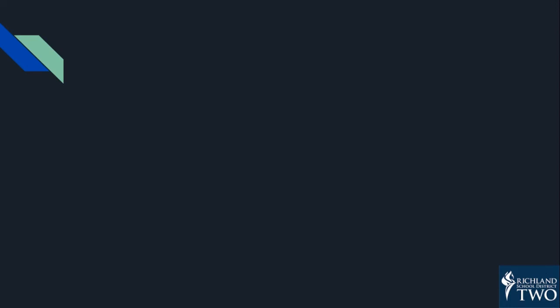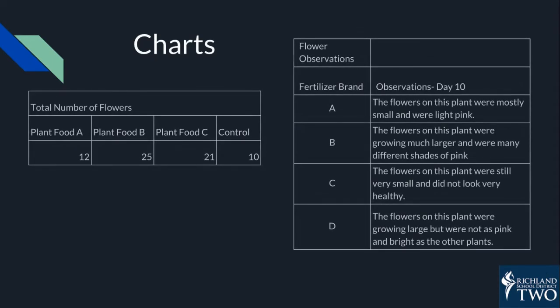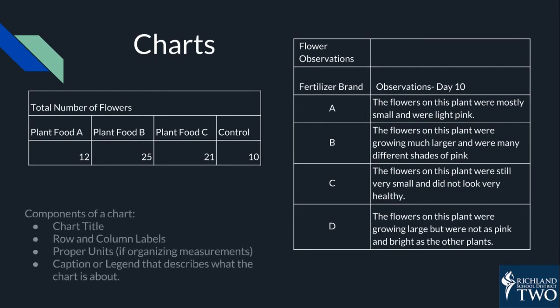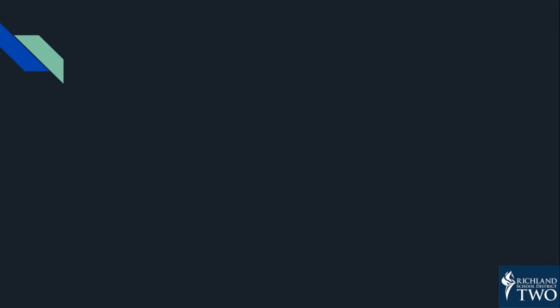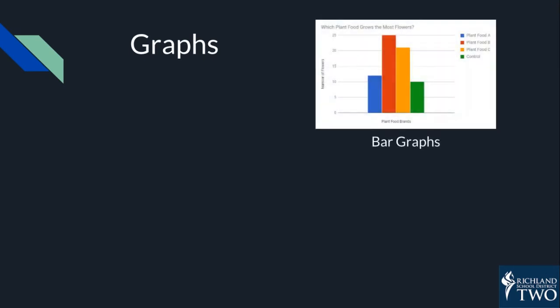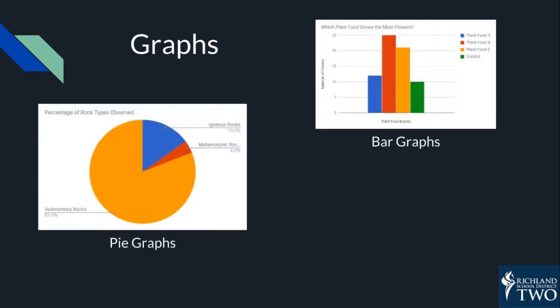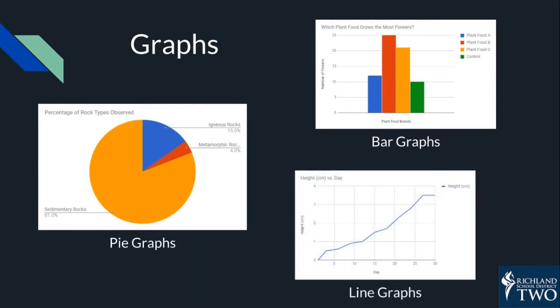So now that you have your data from your investigations, what do you do with it? Data needs to be organized. To do this, scientists use charts. A chart lets the scientists line up all their measurements, numbers, and observations in a way that makes sense. Scientists can then take their numbers and create graphs that show a picture of what the data looks like. Bar graphs compare different groups. Pie graphs show all of the parts of something as a percentage of the whole. Line graphs show how something changes, usually over time.